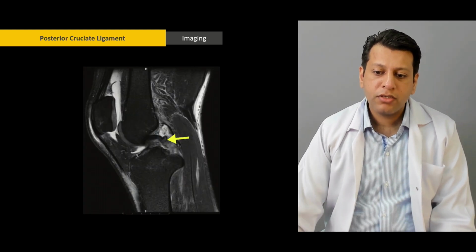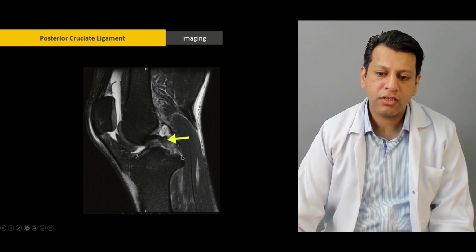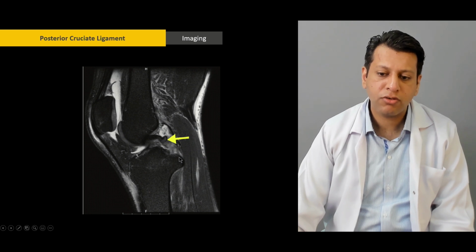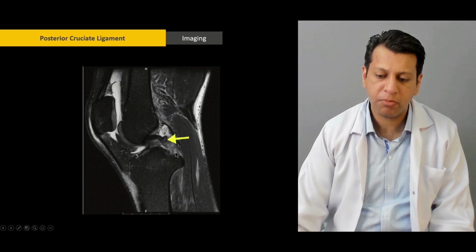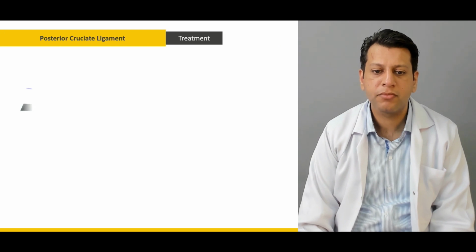Now, if you see, this is probably a T2 image. This is further delineating the PCL. As you can see, it's over here. And it's not a mid substance tear. It's more of an avulsion from the tibial aspect, which can be appreciated on the MRI.